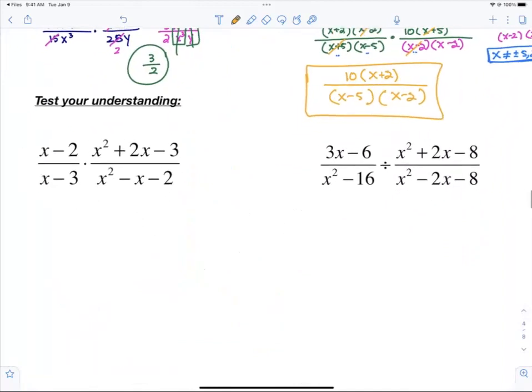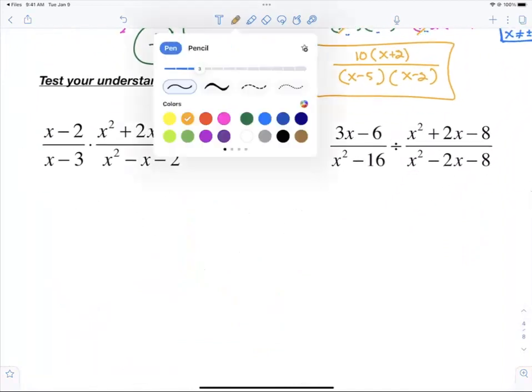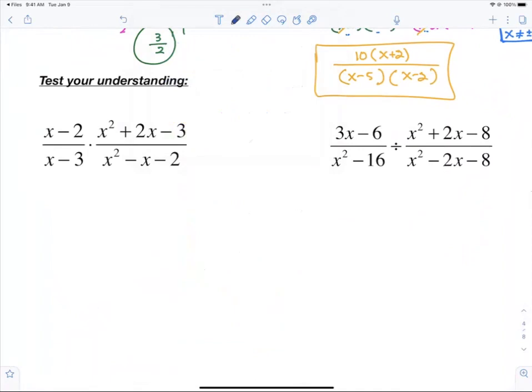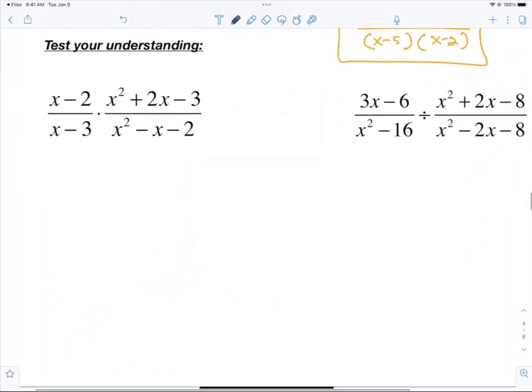And here I've given you some problems to test your understanding. If you want to stop the video and try them and then start the video again to see what your answers are, you can. If you just want to watch what I'm doing, it doesn't matter. So the first expression can't be simplified. I'm just going to copy it. Notice that they're connected by multiplication, so I don't need to worry about a reciprocal.